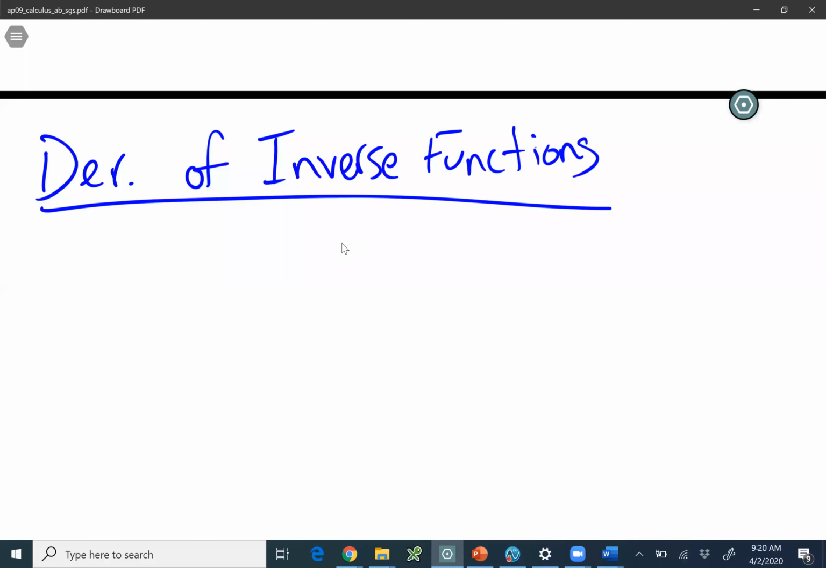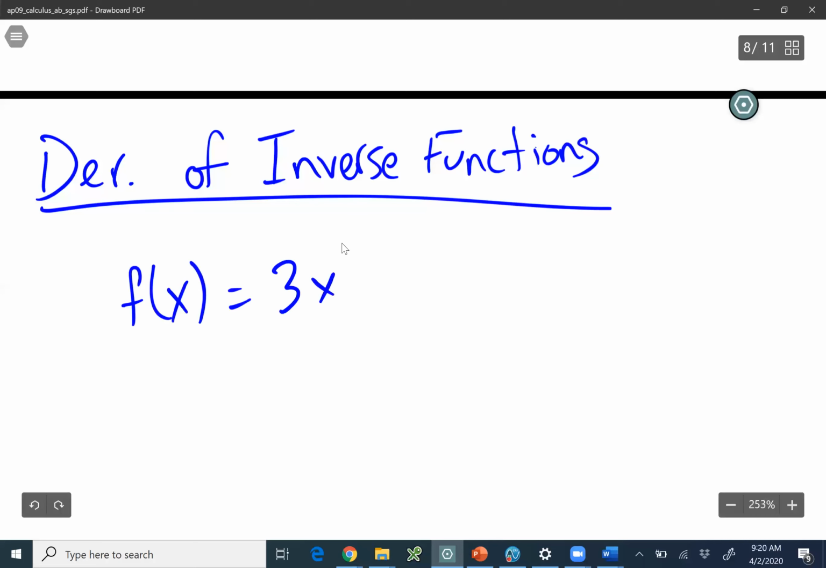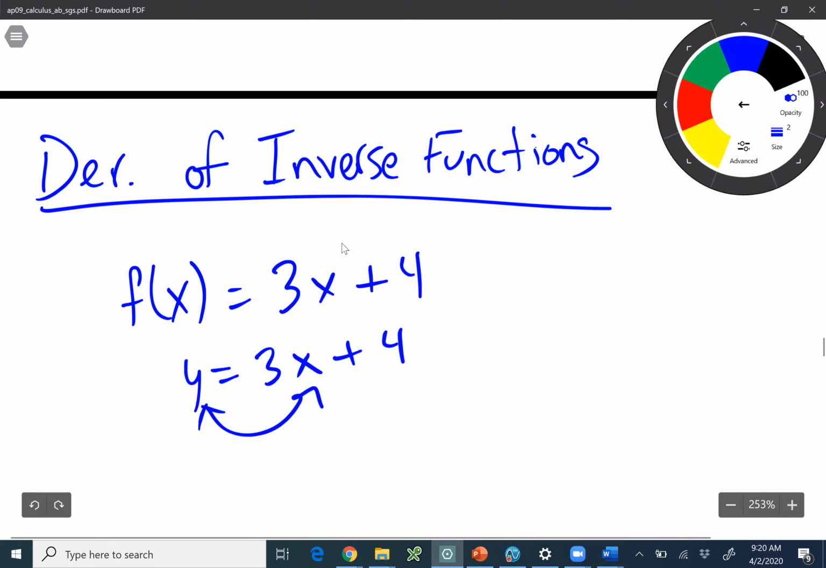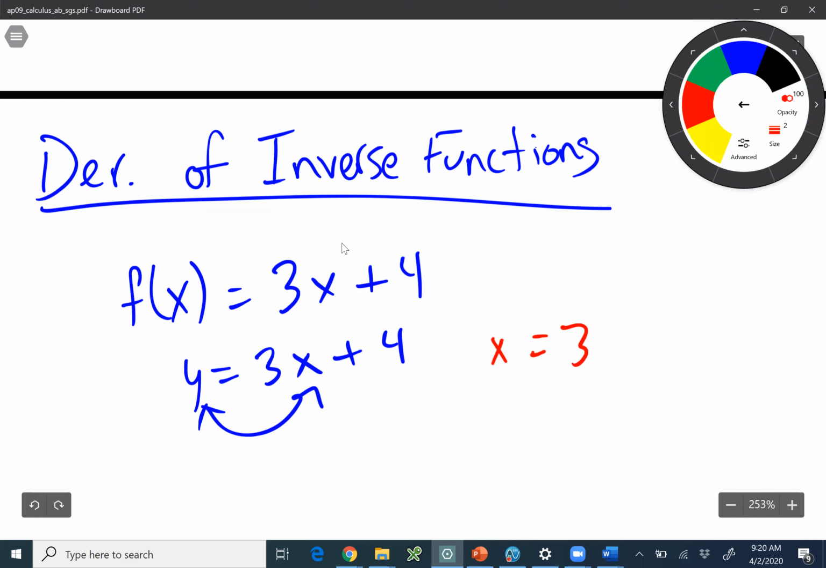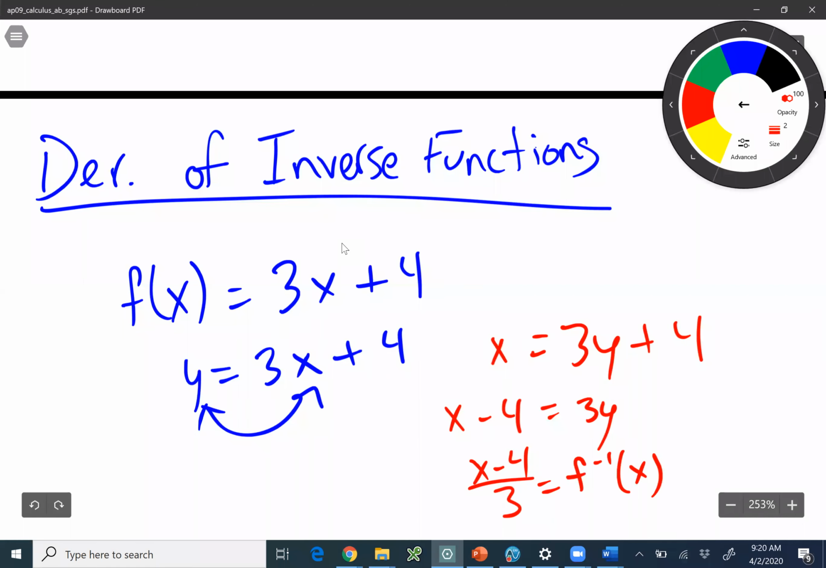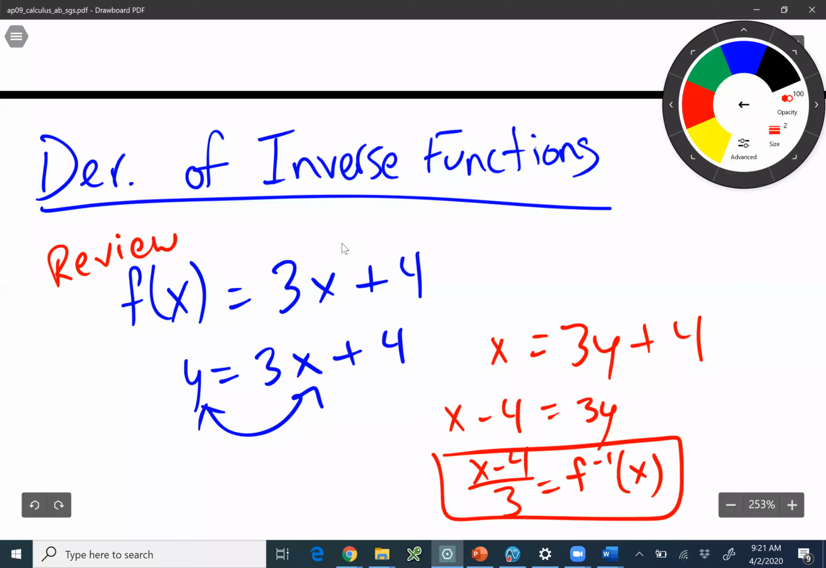What happens with inverse functions, if you guys remember from Math 3, is say you had f of x equals 3x plus 4, which is essentially y equals 3x plus 4. It was when you switched the x and the y and then you solved. So you had x equals 3y plus 4. You'd subtract 4, divide by 3. And this would be our new y, which is our inverse function. So that's a review of what an inverse function is.